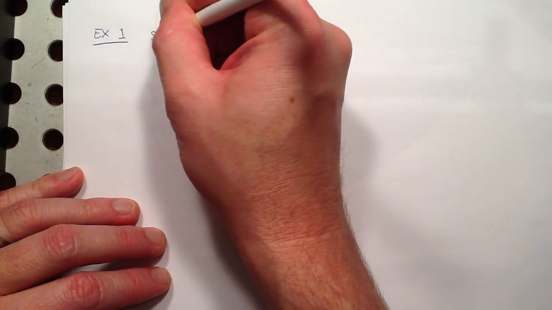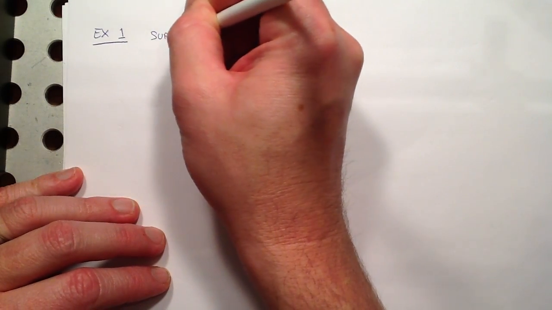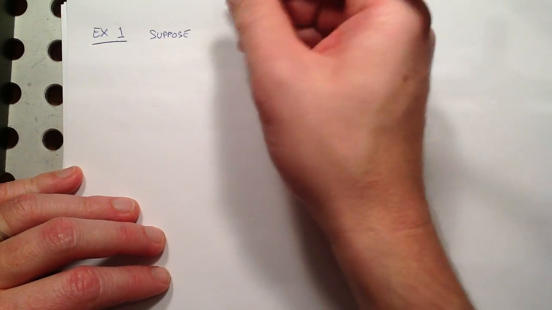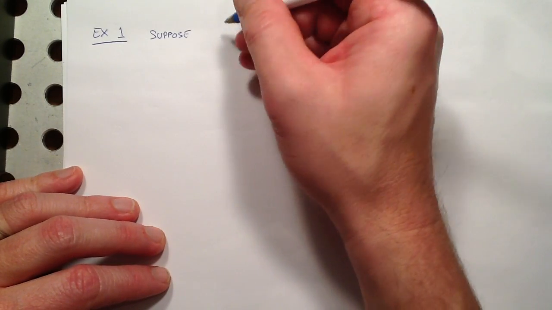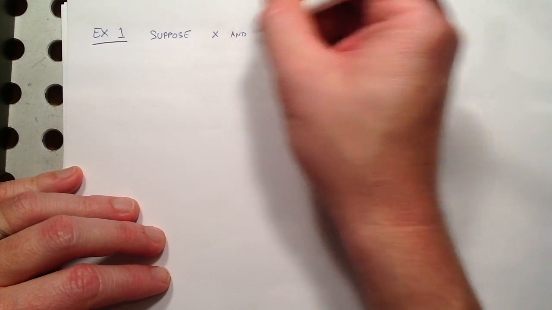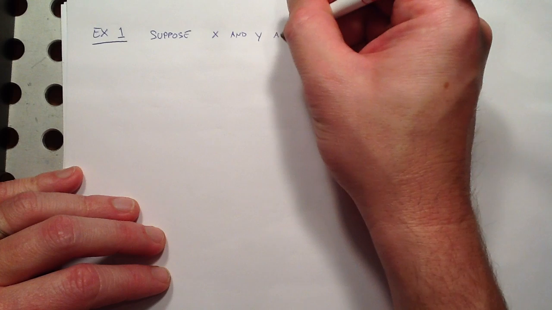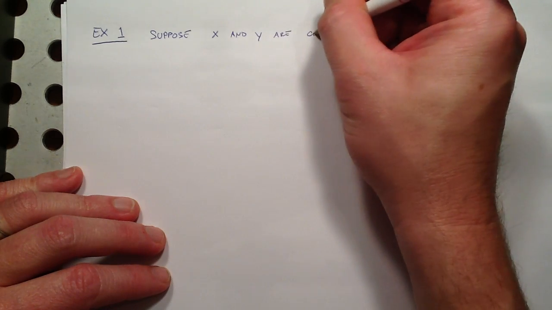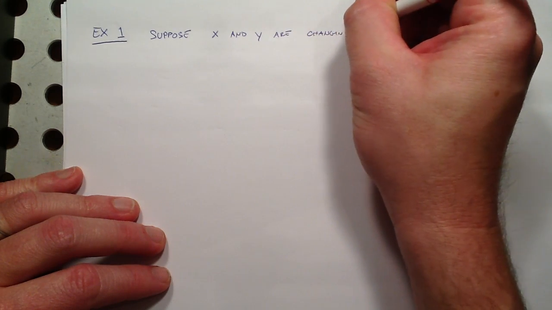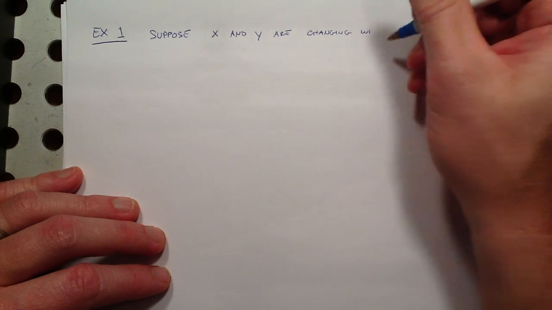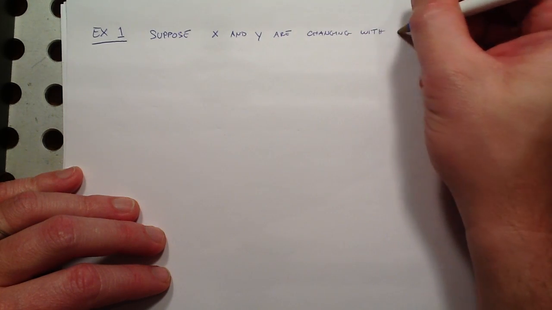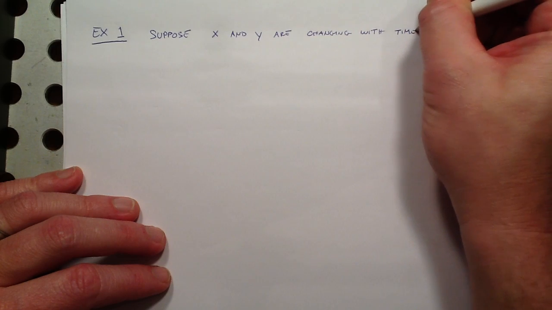We might come across a problem in the book. There are a few of these at the beginning of section 3.7. Suppose that x and y are changing with time, just like our radius and area were with our circle, our ripple.